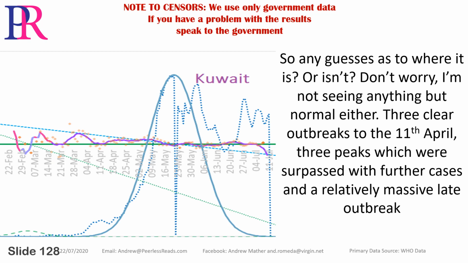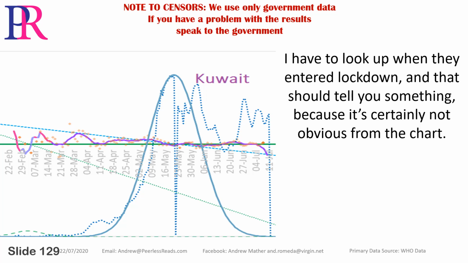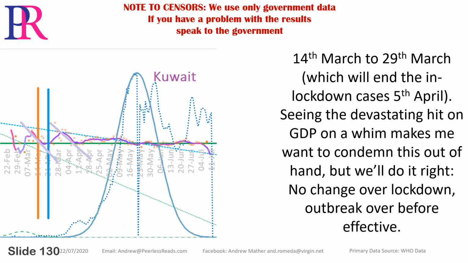3 clear outbreaks to the 11th of April, 3 peaks which were surpassed with further cases and a relatively massive late outbreak. I have to look up when they entered lockdown, and that should tell you something, because it's certainly not obvious from the chart. 14th March to 29th March, which will end the in-lockdown cases 5th of April.